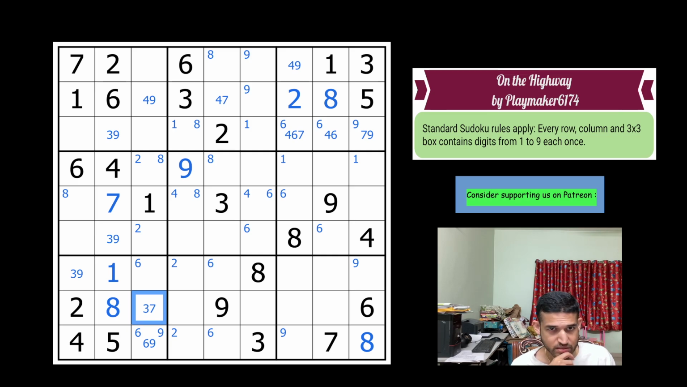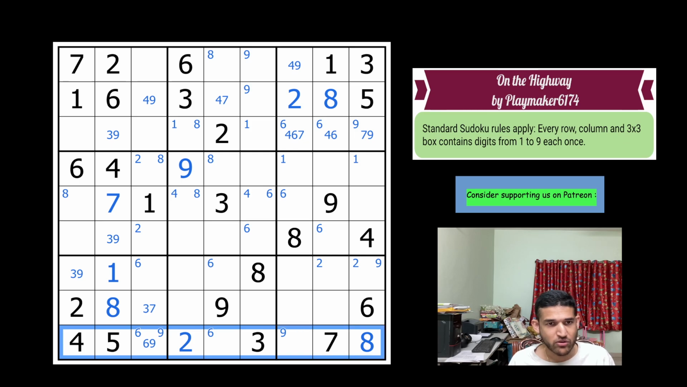Is there something easy I'm missing? Okay. 2 is not here, 2 is not here. So 2 goes here. And that removes 2 from this cell, giving a 2 here. Well, is that giving us more digits?